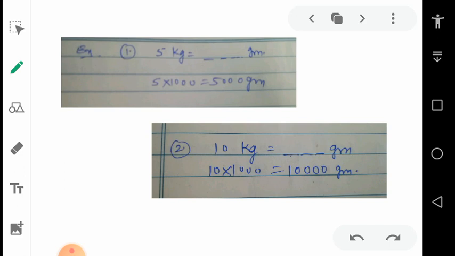Convert 5 kg into gram. So here is the fill in the blanks. As you know, 1 kg equals 1000 gram. The given information is about 1 kg and it is asked about gram, so it is the case of multiply. Now 5 multiplied by 1000 gives 5000 gram. Hence 5 kg equals 5000 gram. Second is 10 kg. Obviously the same method. We multiply 10 kg by 1000, that is equal to 10,000 gram.